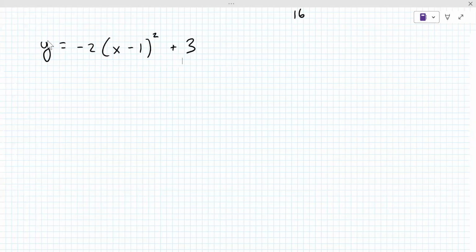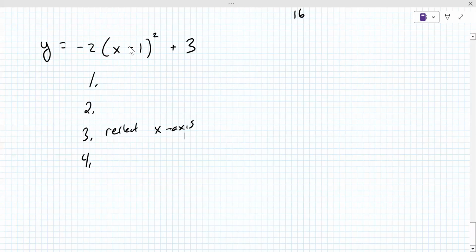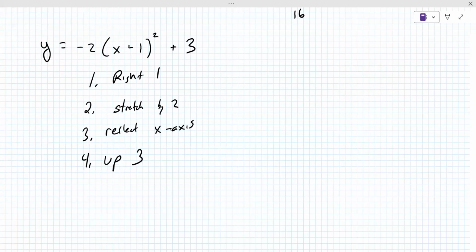Okay. Do you have any of these transformations for me? Reflect over the x-axis. Shoot, I thought that one would have gone first. First one's move it one unit to the right. Stretch by 2. Then reflect, and then vertically move up 3 units. Good. All right. So what is the parent function?